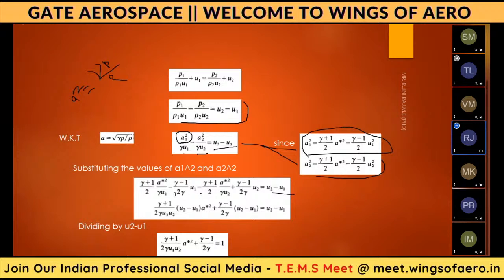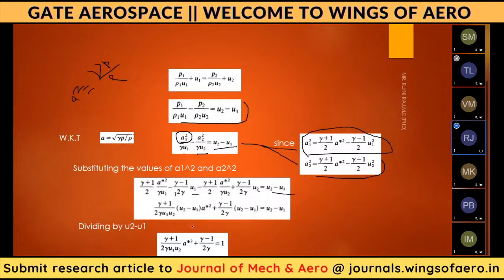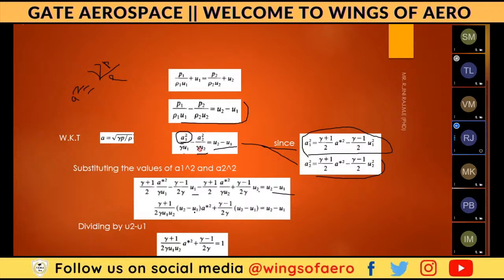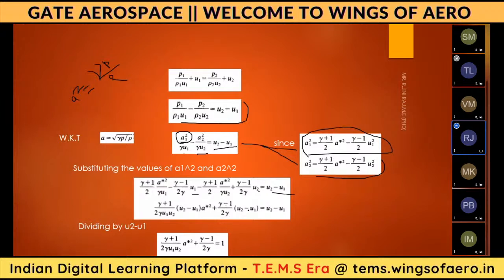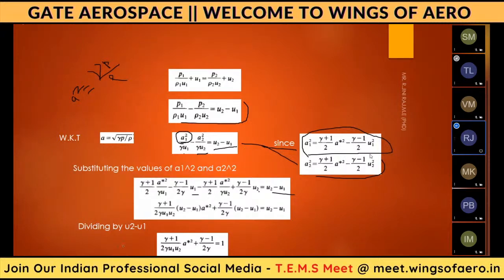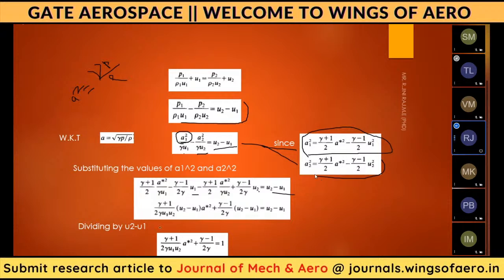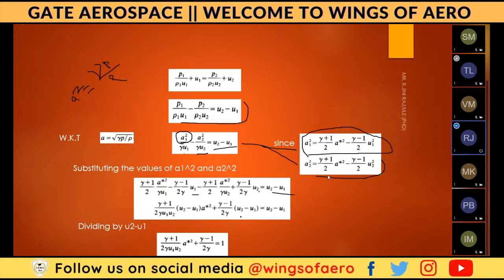So here also we have u1 u2 as a common. So by taking u2 minus u1 as a common, gamma plus 1 divided by 2 gamma u1 u2 into u2 minus u1 a star square plus gamma minus 1 divided by 2 gamma into u2 minus u1 equal to u2 minus u1. So u2 minus u1 get cancelled. So therefore the equation is reduced to gamma plus 1 divided by 2 gamma into u1 u2 a star square plus gamma minus 1 divided by 2 gamma equal to 1.